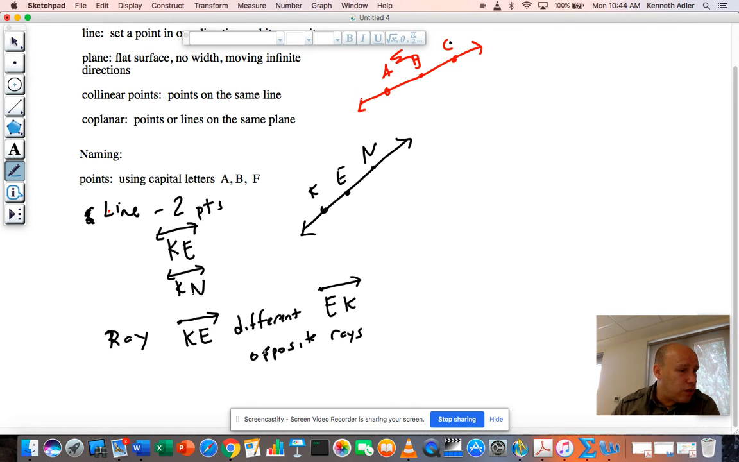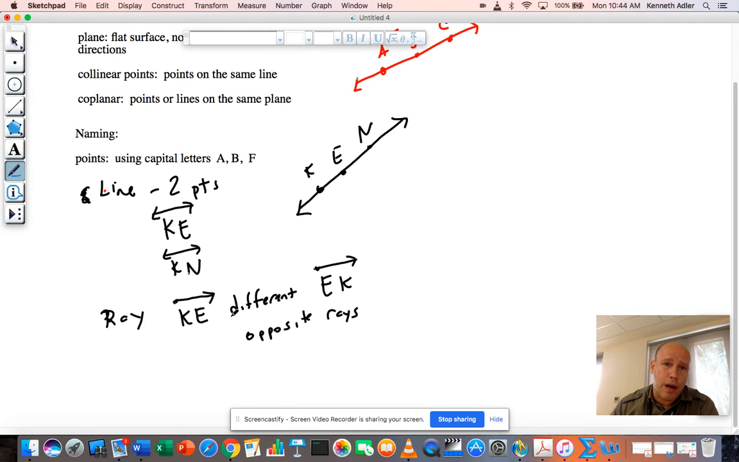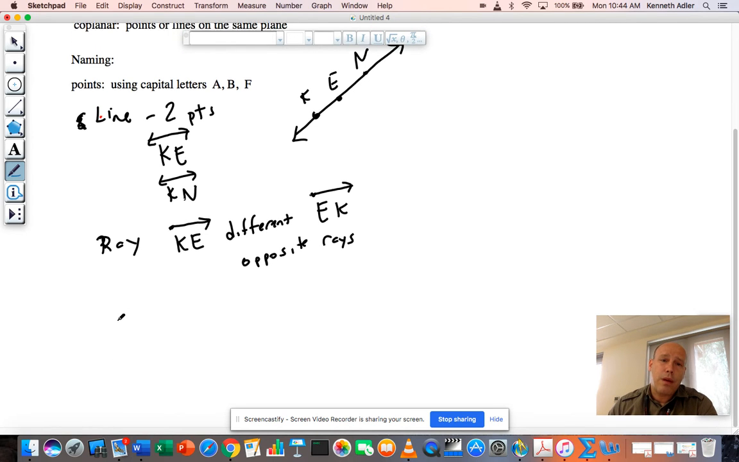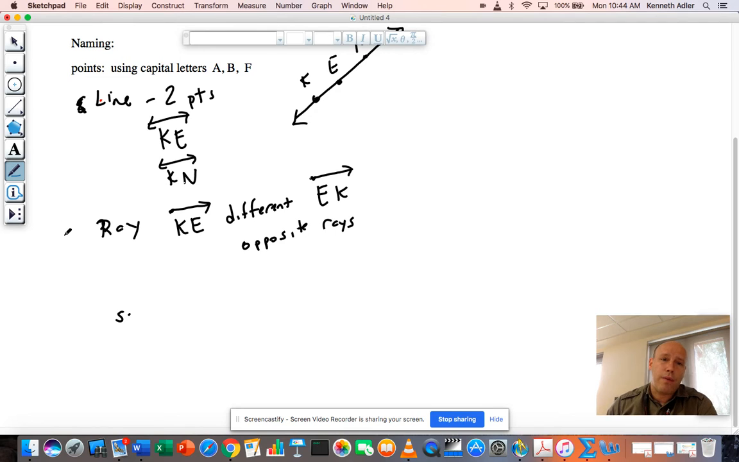What else do we want to name? The next thing we want to label is a segment. How do we label a segment? Well, same idea. KE, but it's beginning, end. I could say NK, beginning, end. What we can see, though, is KE is like a length. So this is kind of equal to EK. It doesn't really matter in this case. That's fine.